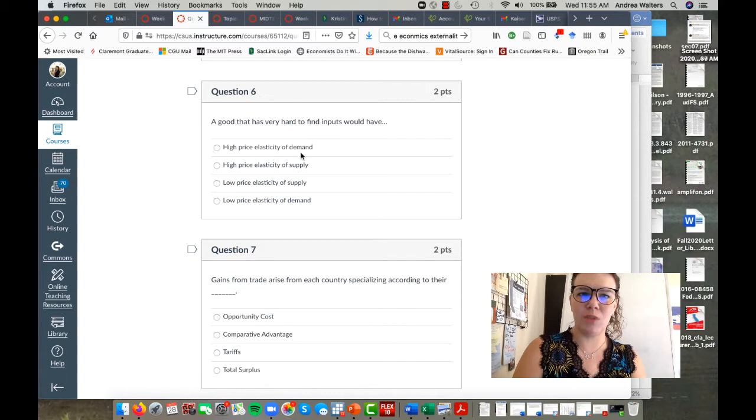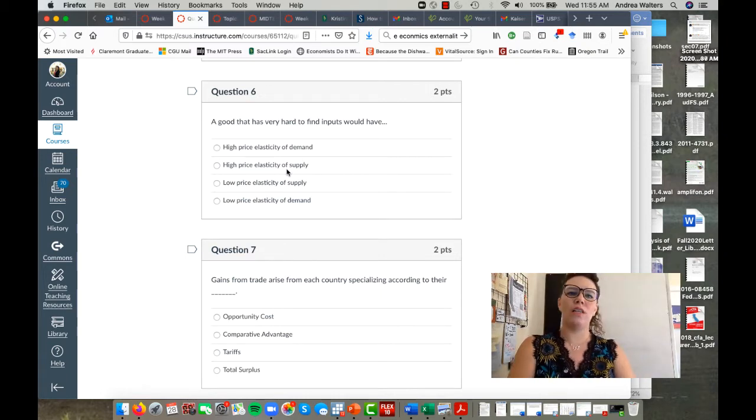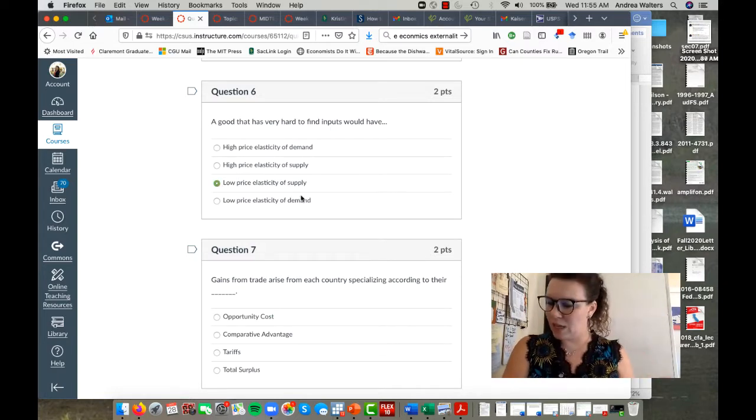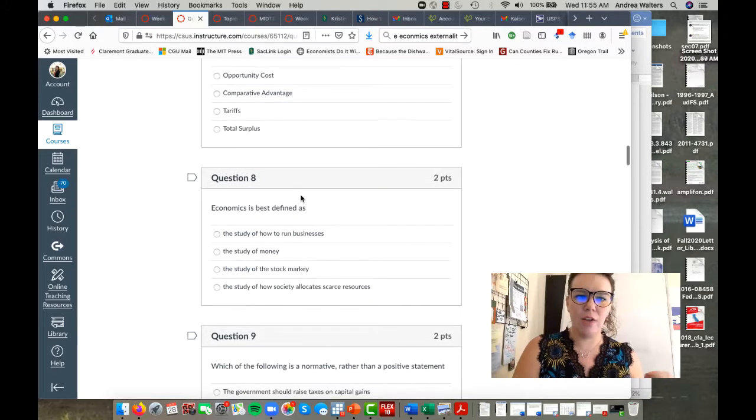Okay, so one of the questions on the multiple choice problem people had questions about was number 6. Number 6 says a good that has very hard to find inputs would have. And the first key here in this question is this word inputs. If we're talking about hard to find inputs, we're talking about elasticity of supply. If a good has hard to find inputs, that's going to make it hard to produce more of it as the price goes up. So that's going to be very low price elasticity of supply. Even if the price changes a lot, the supply can't change because it's hard to find inputs. So that's number 6.